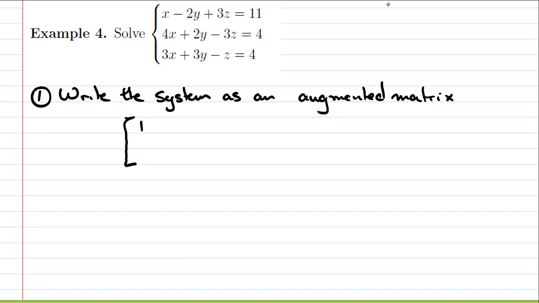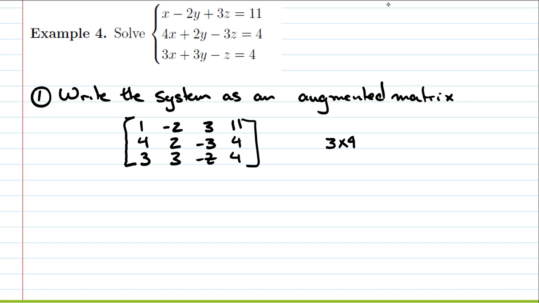So our first column is 1, 4, 3. Our second column is -2, 2, 3. Our third column is 3, -3, -1. And our fourth column is 11, 4, and 4. So the size of our matrix is going to be a 3 by 4.